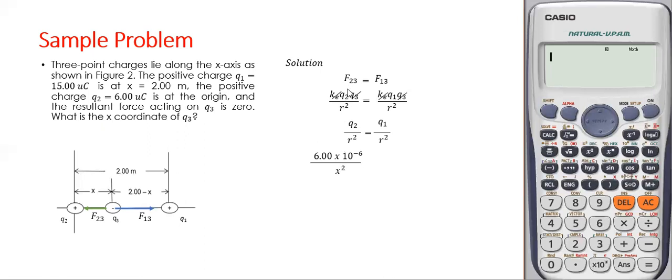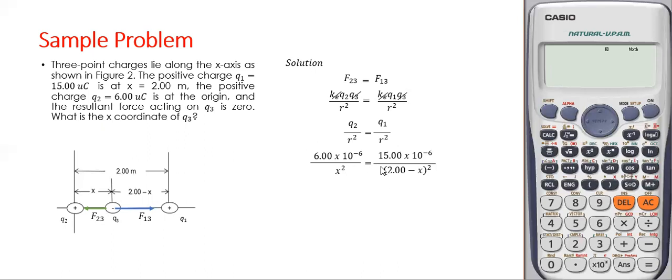So, ang distance po between 2 and 3, kung makikita natin sa illustration natin, ay X. Kaya po siya ay X squared. Equal kay Q1, 15 times 10 raised to negative 6 coulomb divided by the distance between Q1 and Q3. Okay? So, makikita natin yung distance between Q1 and Q3 ay 2 minus X. So, dito po, we have 2 minus X squared.